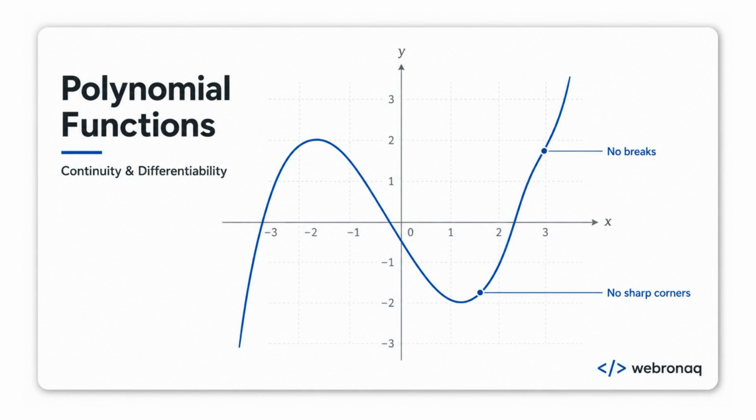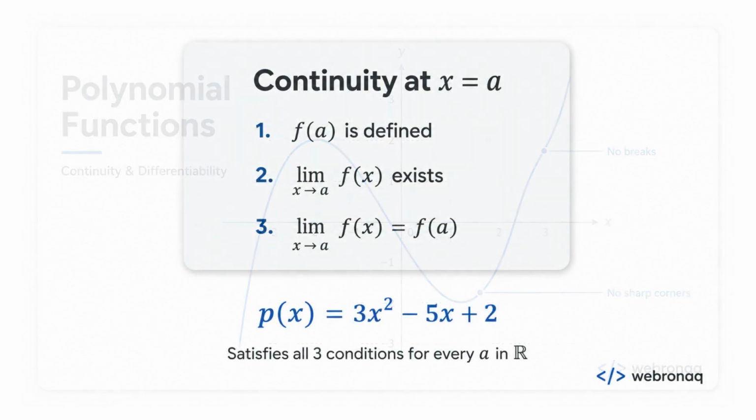Let us start with the first big idea, continuity. Continuity means a function has no breaks, holes, or jumps. Formally, a function f is continuous at a point x equals a if three conditions hold. First, f of a must actually be defined. Second, the limit of f of x as x approaches a must exist. Third, that limit must equal f of a exactly.